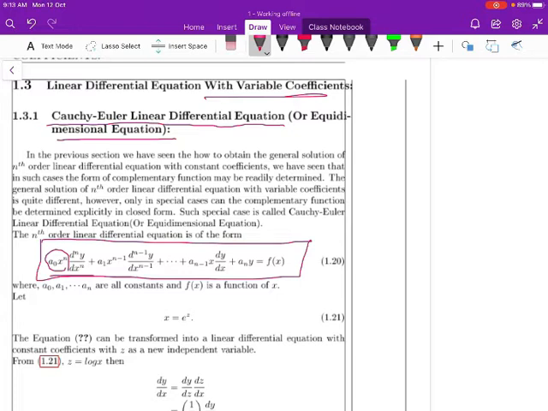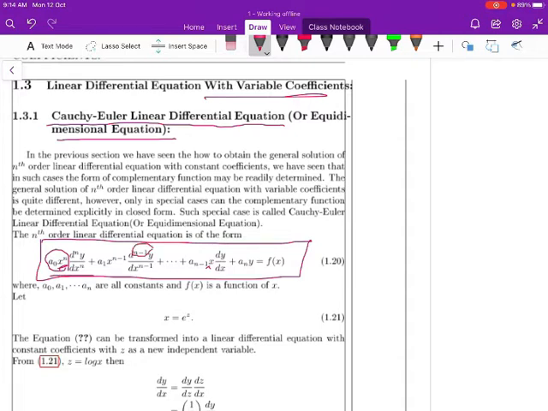You can observe that here we have variable coefficients. x power n is here with nth order derivatives. We have x to the power of n minus 1 with n minus 1th order derivatives and so on, x with first order derivative. So this is the special case. That equation is called Cauchy linear differential equation or equidimensional equation. It means the order of the derivative and degree of the x should be same.